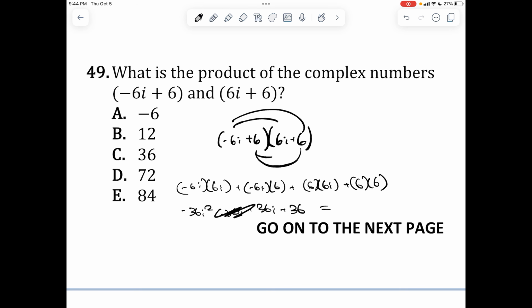These two in the middle cancel out. And then this becomes a positive 36 because i squared is equal to negative 1. So it's really just negative 36 times negative 1 plus 36 gives you 72.